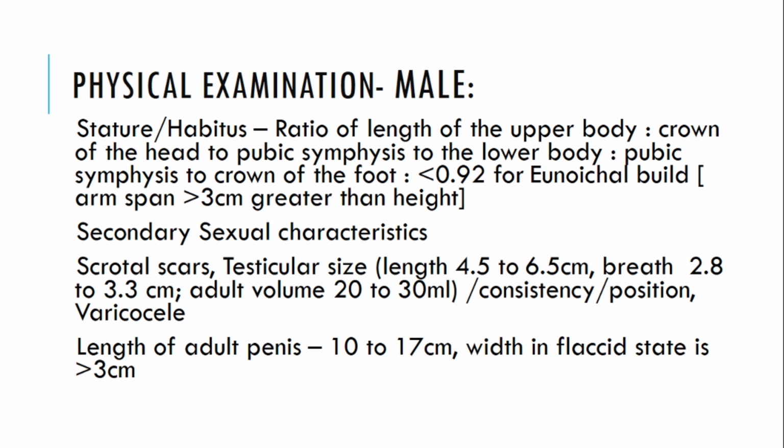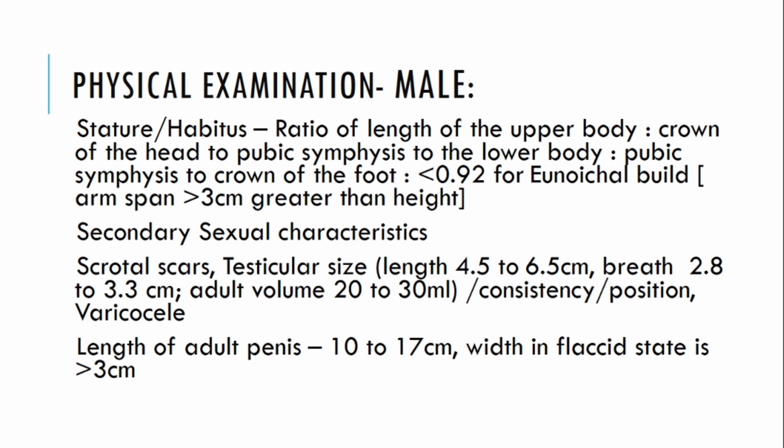of the upper body, from the crown of the head to the pubic symphysis, versus the lower body, from the pubic symphysis to the crown of the foot. If one is getting a ratio that is less than 0.92, this may be suggestive of a eunuchoidal build. And of course, an arm span greater than 3 centimeters more than the height is also in keeping with this, and one must note that very carefully.